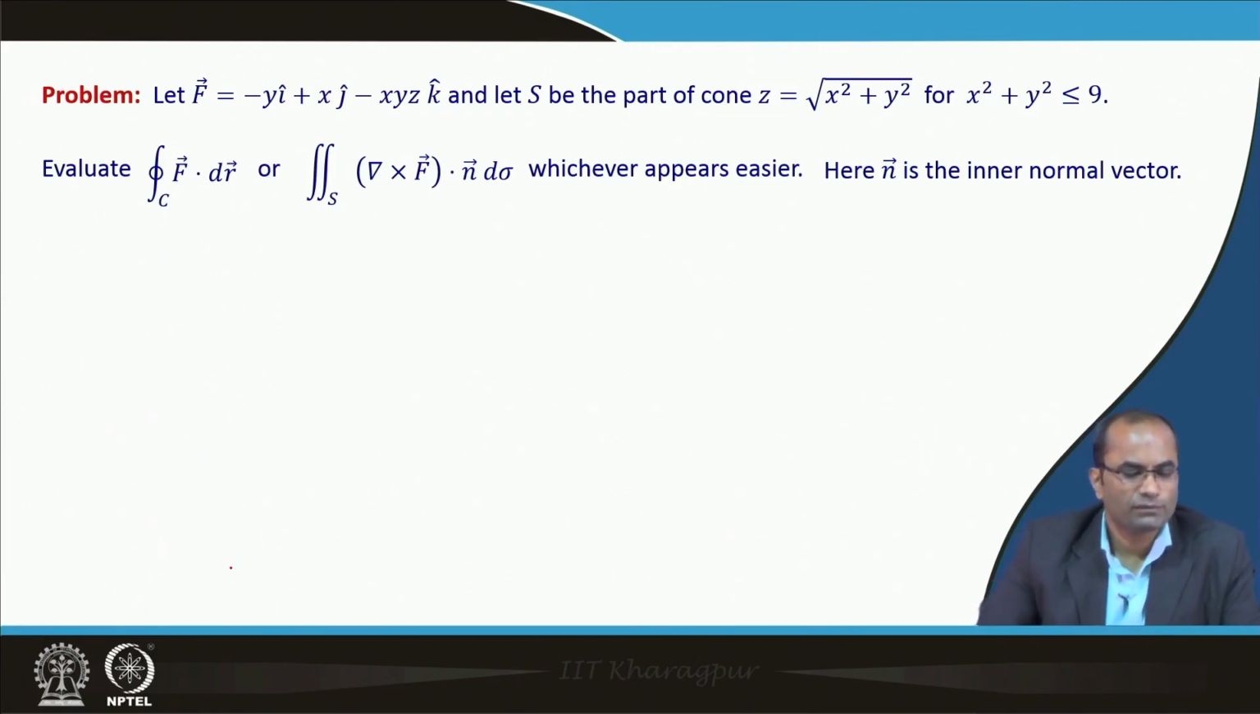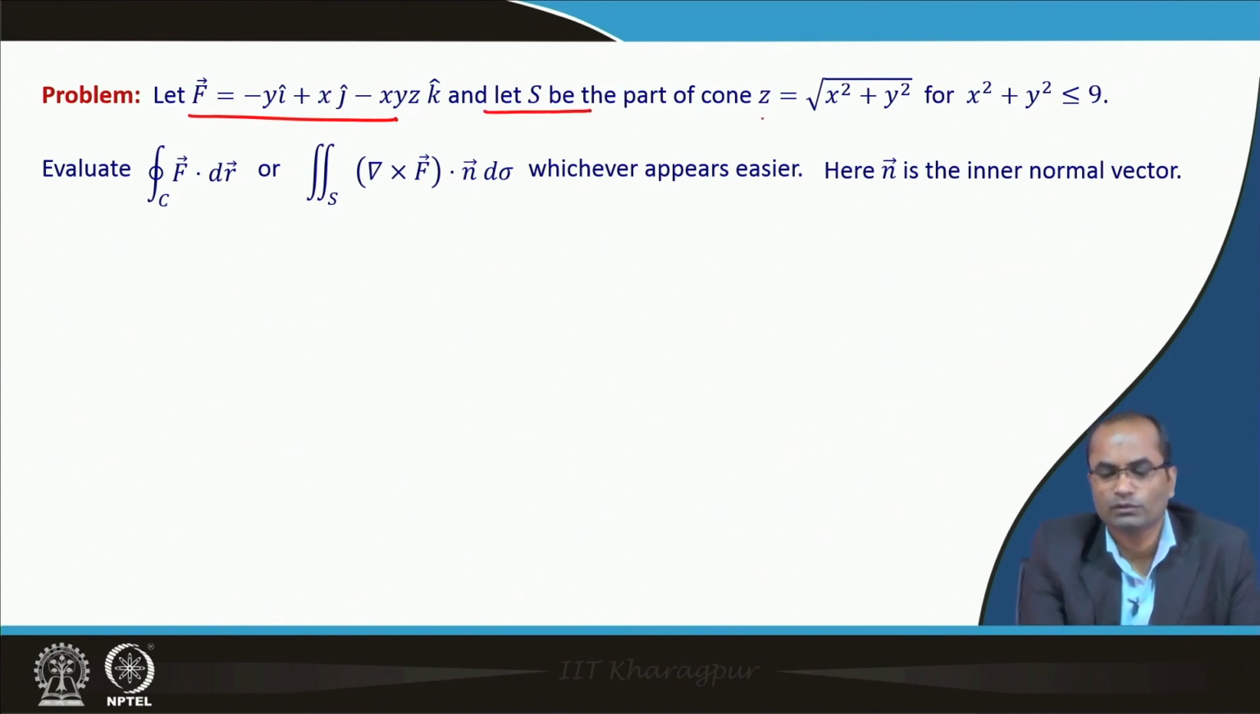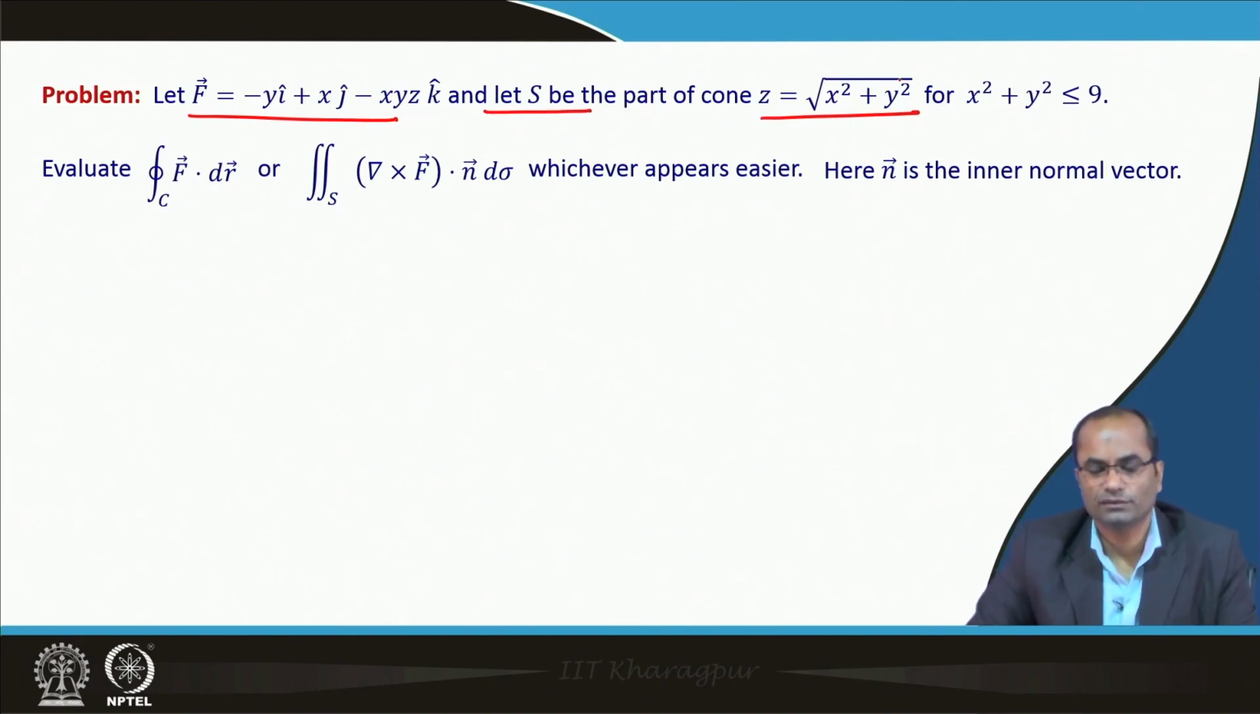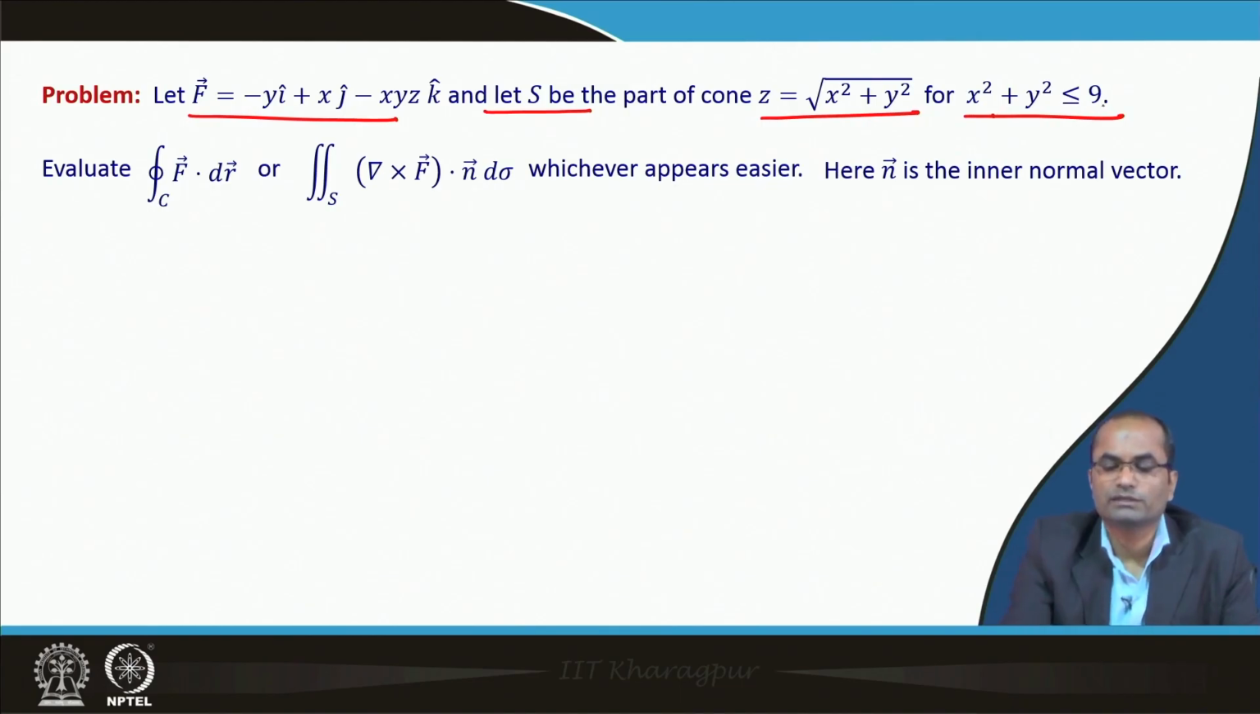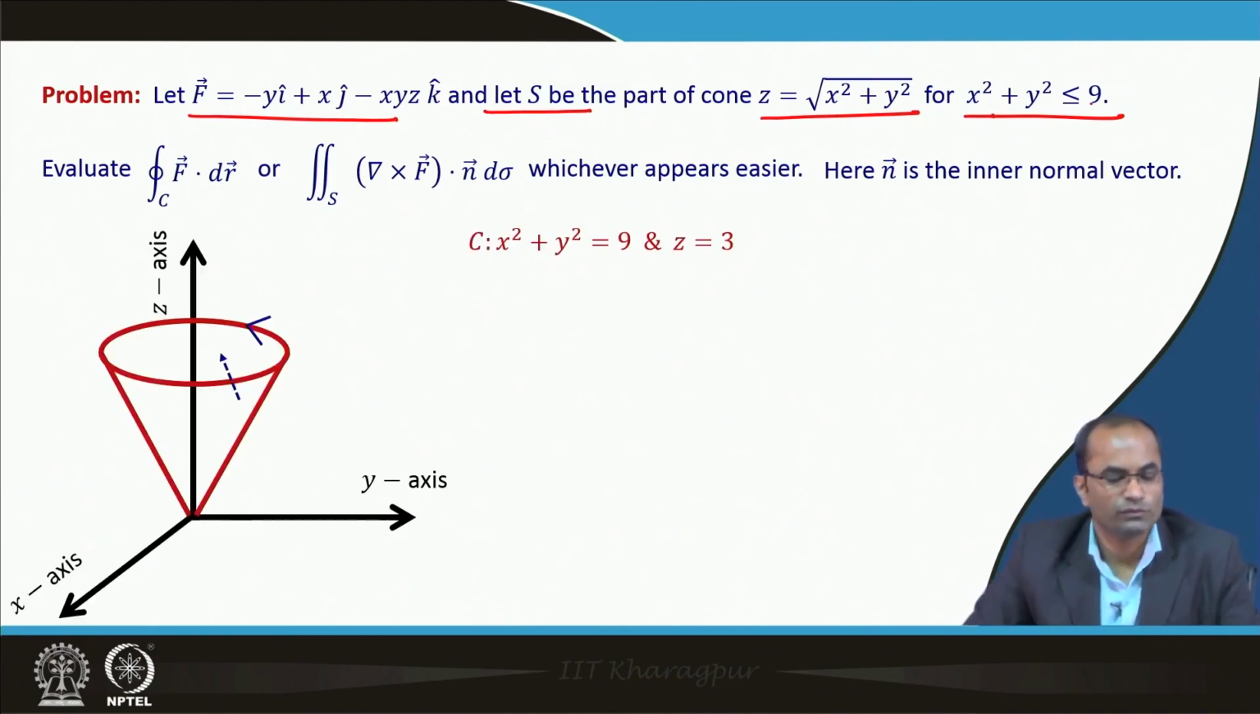So, this is the last problem we want to do using Stokes theorem. The f is given, and let S be the part of the cone. Here the cone is given, z is equal to square root of x square plus y square, and we are going up to x square plus y square less than or equal to 1. So, the boundary on this cone will be x square plus y square equal to 1.